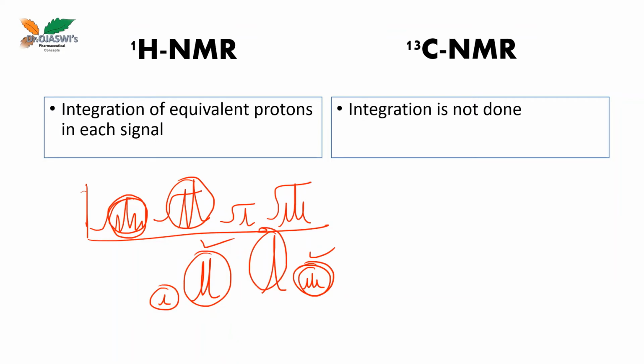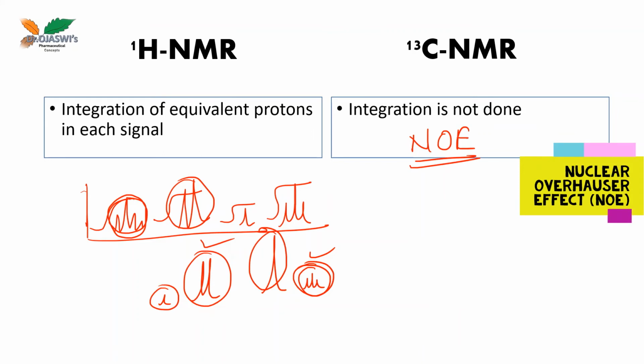Now, integration of the spectrum in 13C NMR. The area under the signal is not simply proportional to the number of carbons giving rise to the signal, because of the NOE, the Overhauser effect from proton decoupling, which is not equal for all carbons. Because of this effect from proton decoupling, integration is not done in 13C NMR.